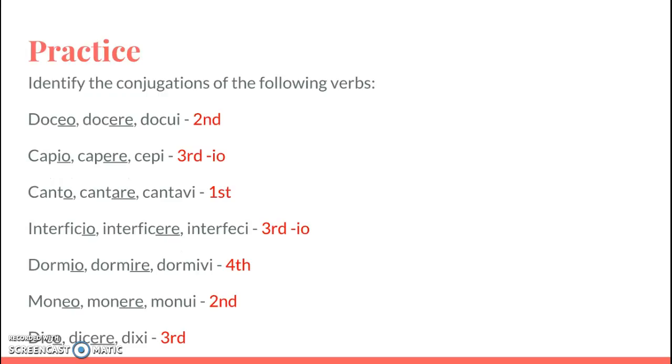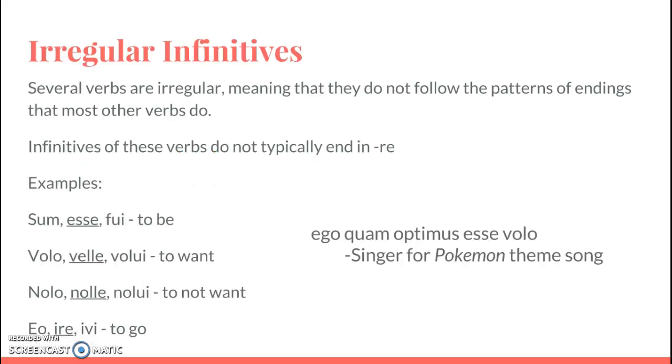Okay. So you'll see doceo, docere is second conjugation. Capio, capere is third IO conjugation. Canto, cantare is first conjugation. Interficio, interficere is third IO conjugation again. Dormio, dormire is fourth conjugation. Moneo, monere is second conjugation. And dico, dicere popped up in there, but it would be third conjugation since the first principal part ends in O and the second principal part ends in ERE. I hope that was relatively easy for you.